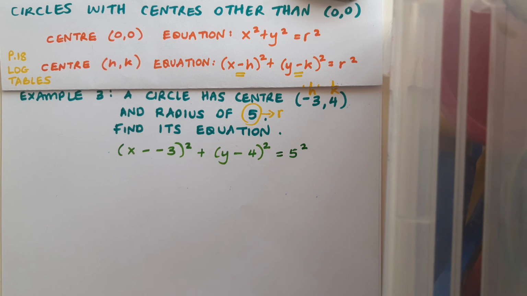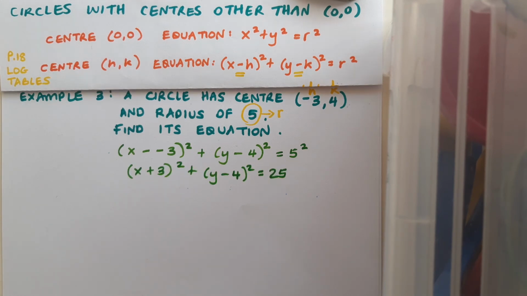And now it's just a case of tidying up slightly. And here's the equation of our circle: x plus 3 squared plus y minus 4 squared equals 25.